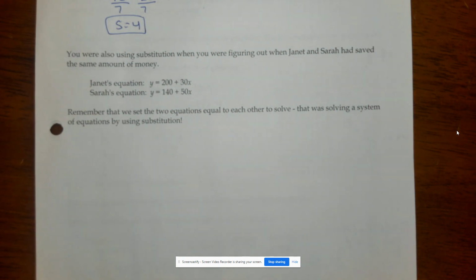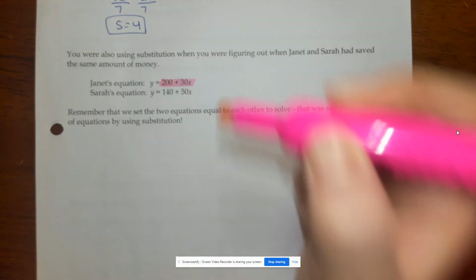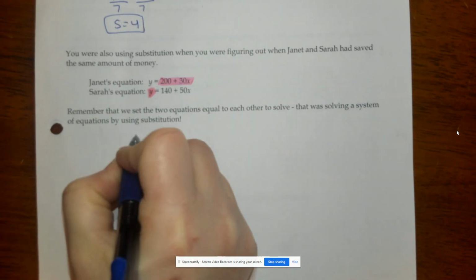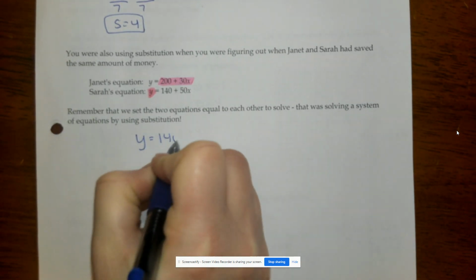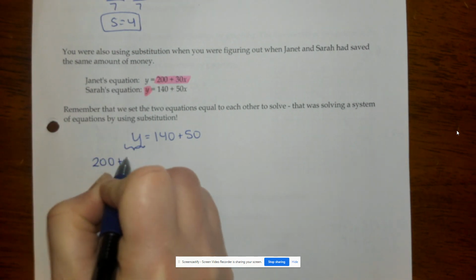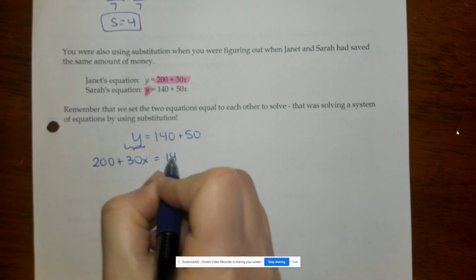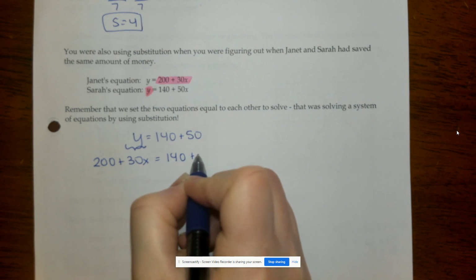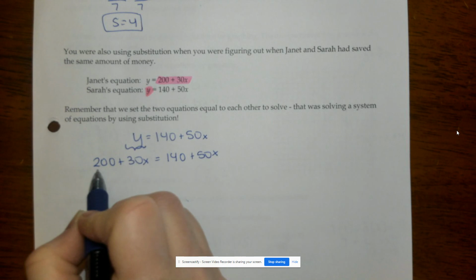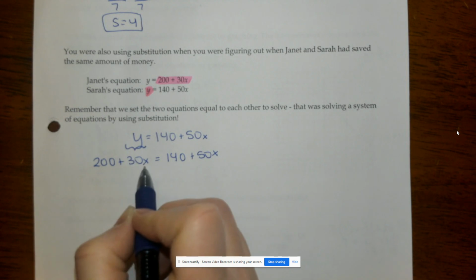So anywhere we see the y, we can put 200 plus 30x in place of it. So in the second equation, I can take out the y and put in the 200 plus 30x in its place. So instead of y equals 140 plus 50x, instead of this y, I'm going to put in its place the 200 plus 30x, and then the right side still says 140 plus 50x. So all I did was take out this y and put the 200 plus 30x in its place from the first equation.